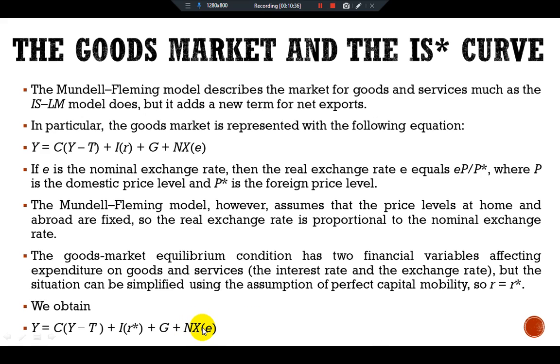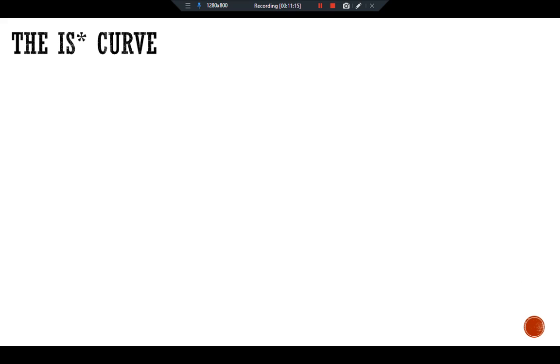We call it the IS star equation because previously we did not include net exports in our IS equation. Here the star reminds us that this equation holds the interest rate constant at the world interest rate r star. We can illustrate this equation on a graph in which income is on the horizontal axis and the exchange rate is on the vertical axis. So let's see a graphical presentation of the IS star curve.